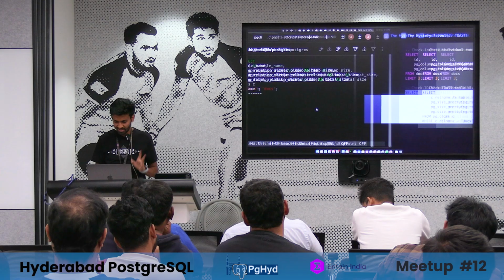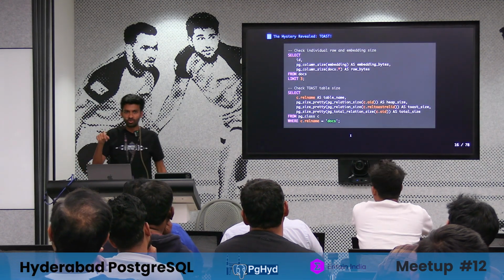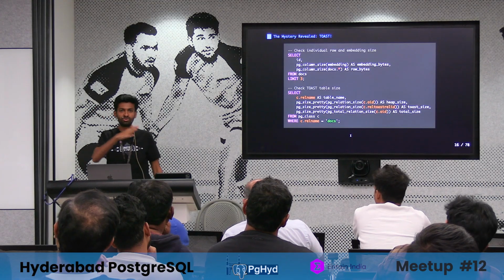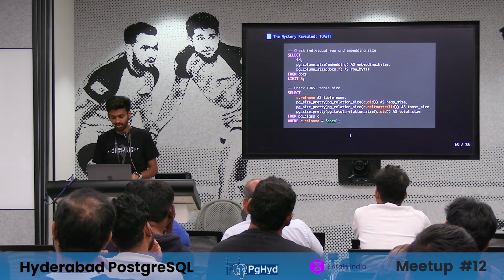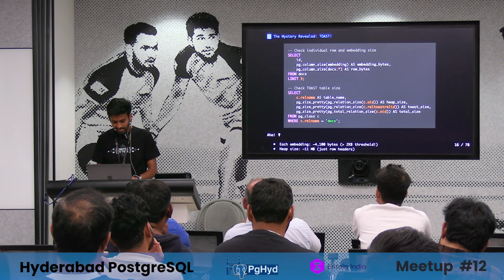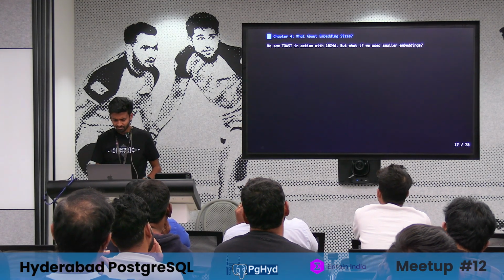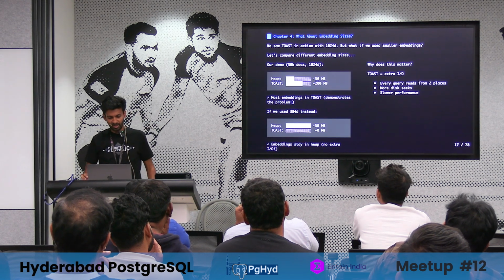What is that TOAST? We'll talk about it. One thing is clear until now: Postgres is not storing the embeddings we created, the text converted to those big numbers, in the normal table that we usually work with. We saw this TOAST thing.